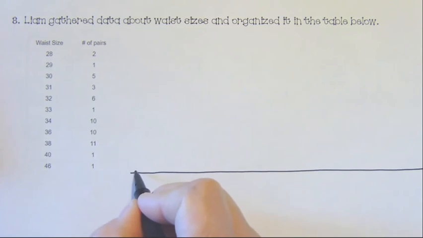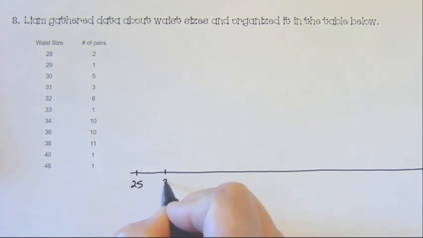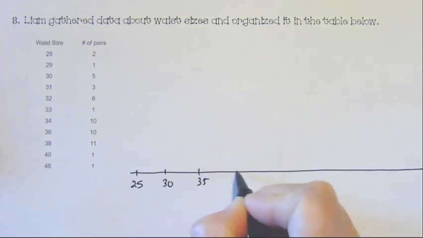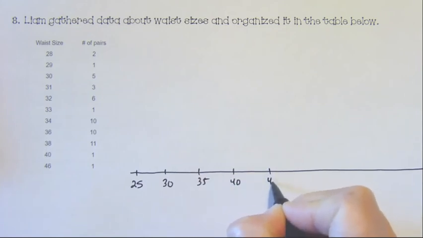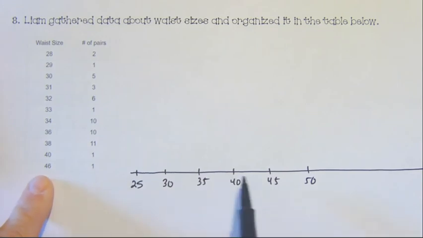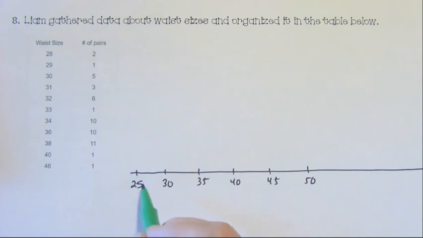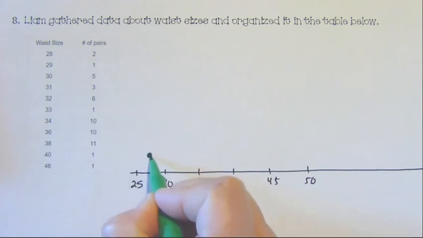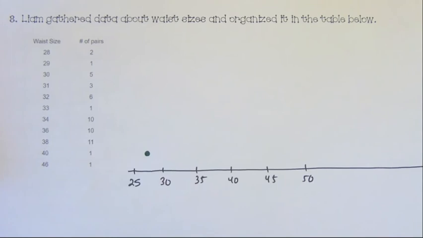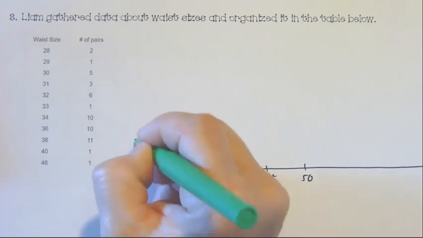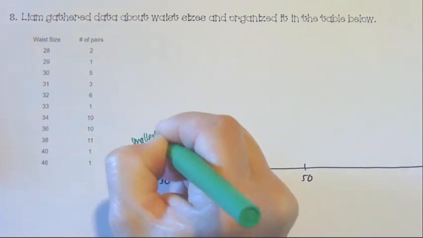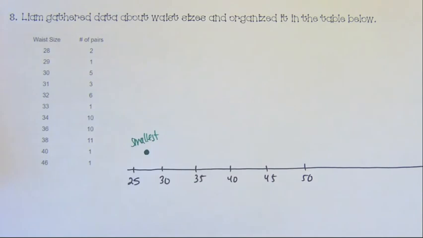I would probably start at maybe like 25, 30, 35, 40, 45. I maybe would have done them a little bit smaller since it goes to 46. I don't know what it was like on the homework, but I'm going to have a dot for the smallest number. The smallest number is 28, so I need to have something, maybe about right there at 28. And then I need one where my biggest number would go.